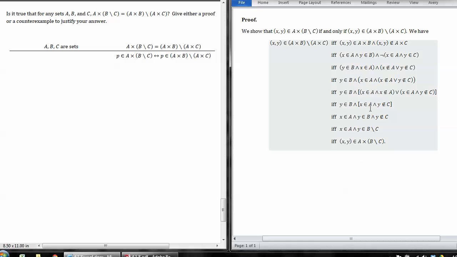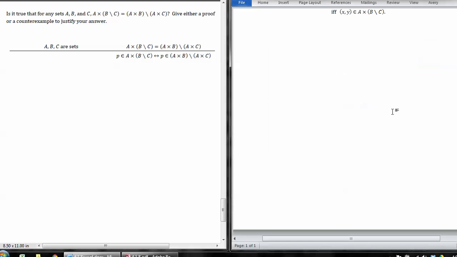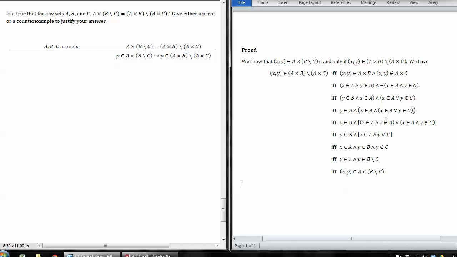Okay, just drop the parentheses or brackets here, and whoops, go ahead and move the x in A back in front. Okay, alphabetical order. And so the y in B is here. I have y in B and y is not in C. Together those mean that y is in B minus C. And if I have x in A and y in B minus C, then the ordered pair is in A times (B minus C), which was the other statement that I wanted. So that finishes the proof.